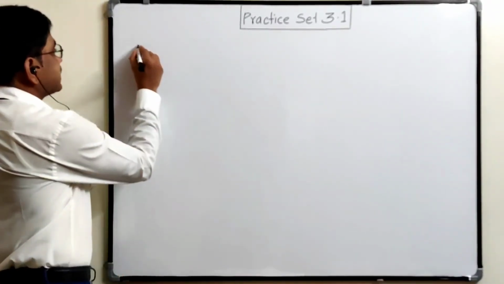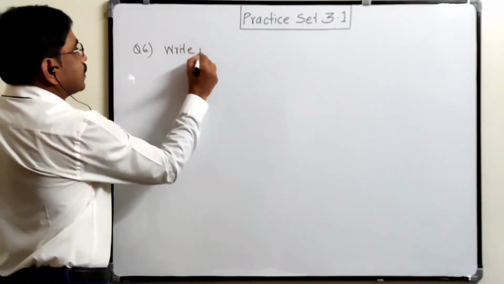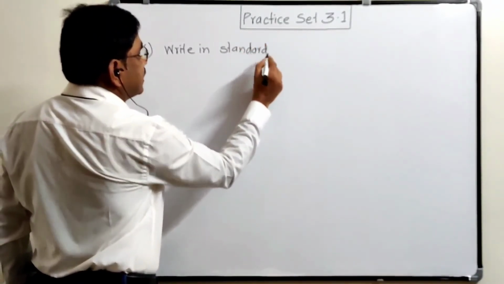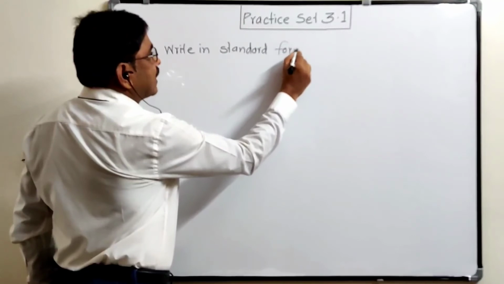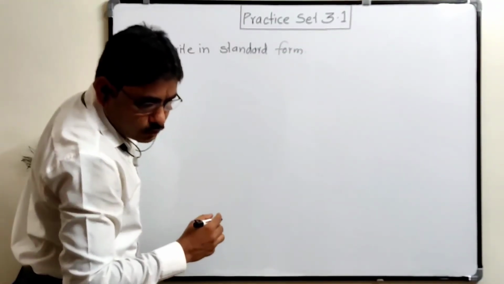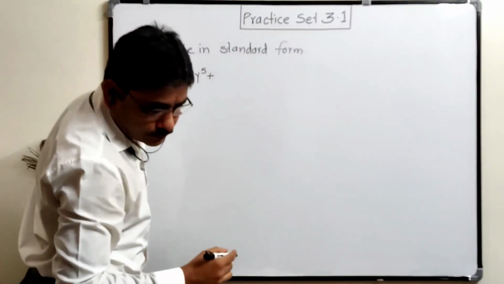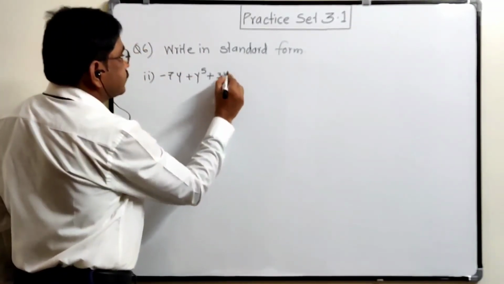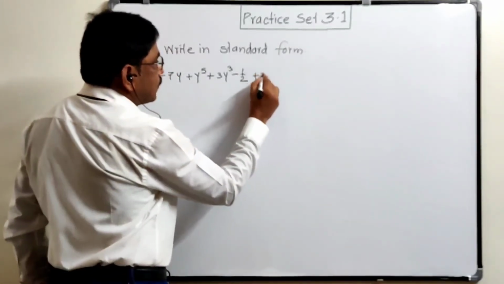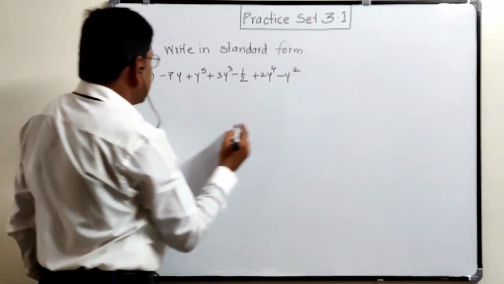Now question number 6 is write in standard form. Standard form means in the descending order of their indices. Minus 7y plus y raised to 5 plus 3y cube minus half plus 2y raised to 4 and minus y square. So write in standard form.